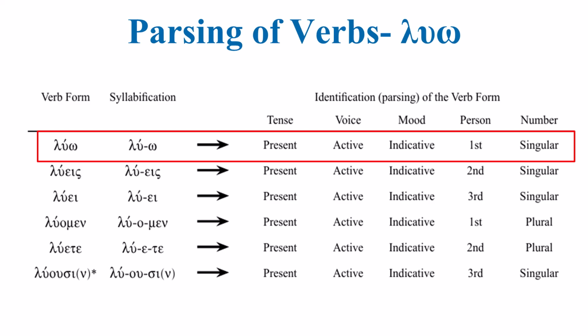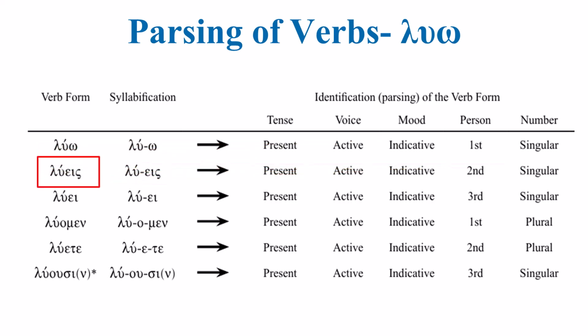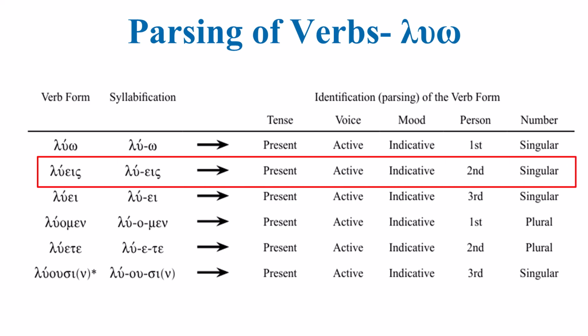What about if you're told to parse the word lues? If you're told to parse the word lues, you are giving details about the word lues. So you look at the ending and look at where the ending is coming from in the paradigm. So here's how you parse the word lues. The tense is present, active voice, indicative mood, second person, singular. The translation is you are losing.